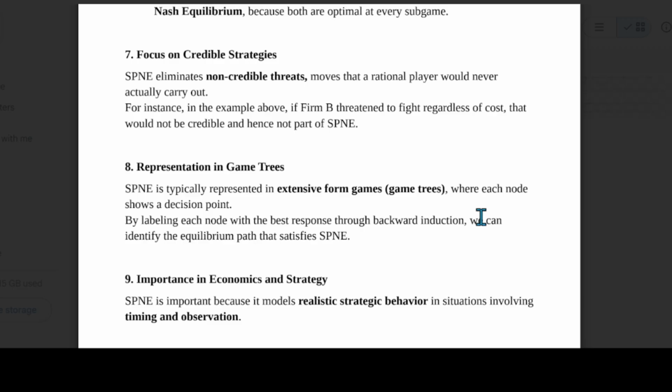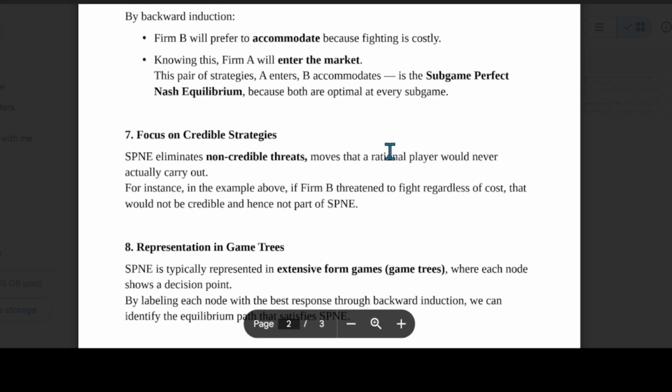Another thing that SPNE does is that it focuses on credible strategies only. So it will eliminate non-credible threats. What does a non-credible threat mean? It means moves that a rational player will never carry out. Now what does that mean? It means strategies that will never actually be followed. For example, over here B needs to accommodate. So for B to enter the market, it is risky.